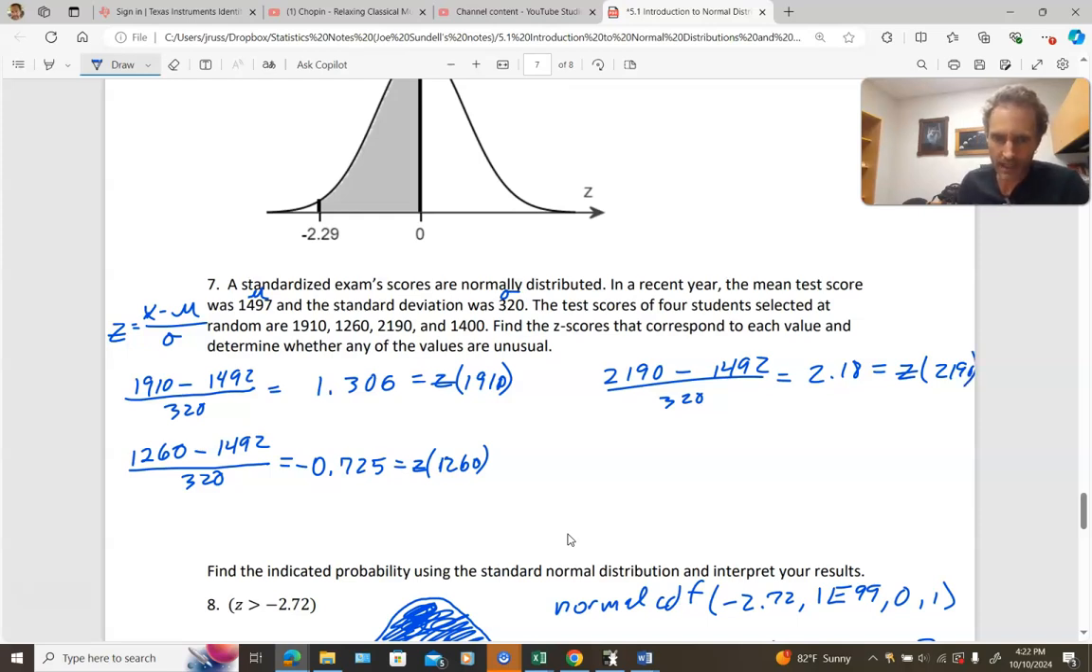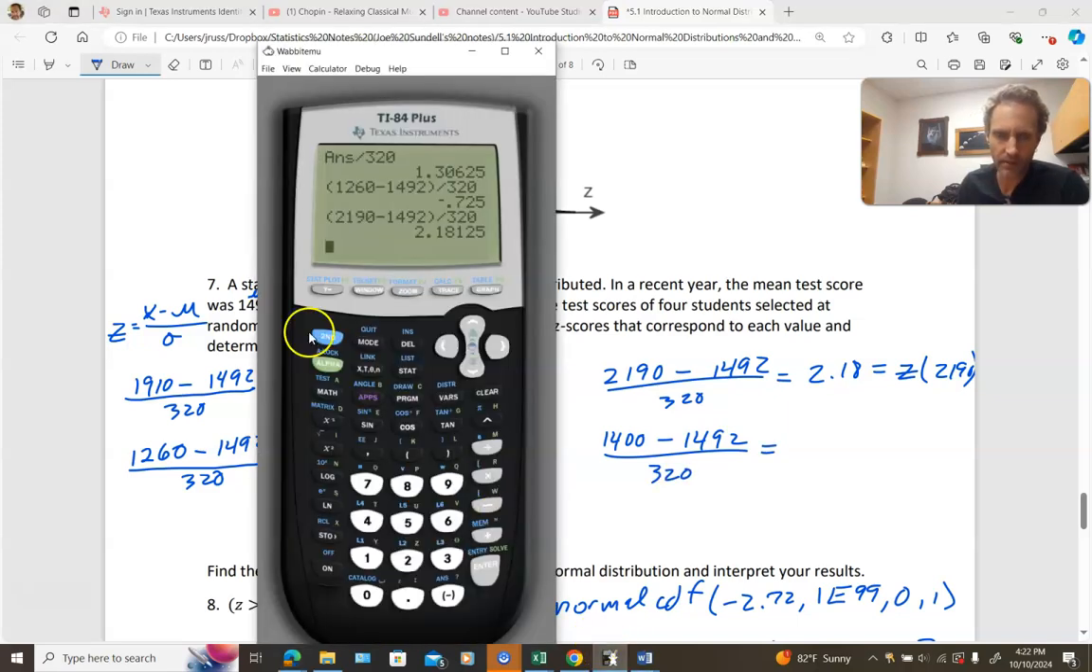And then finally, the last one is 1400. So this one too is actually below the mean. So this should be a negative z-score. And then I can do the same thing with my calculator. Second entry, go back and replace that actual test score with raw test score with 1400.